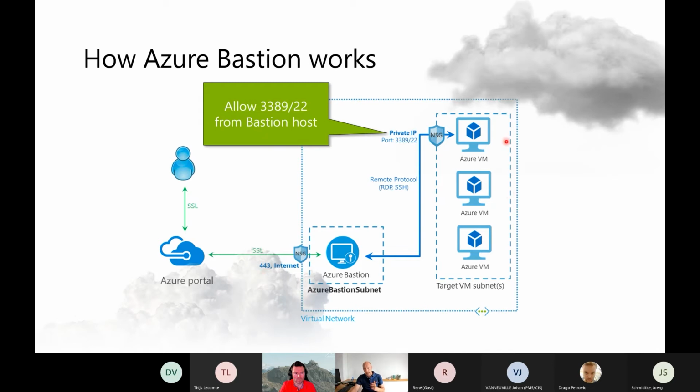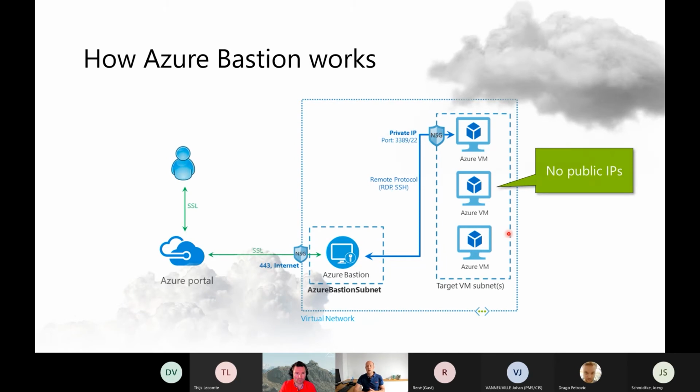Of course, in your subnet, in the NSG from your virtual machines, you need to allow 3389 or 22 so that the Bastion hosts can still connect to your virtual machines. That's the only requirement. No public IPs, so all your virtual machines can simply use the private IP. And that's it. That's all you need.